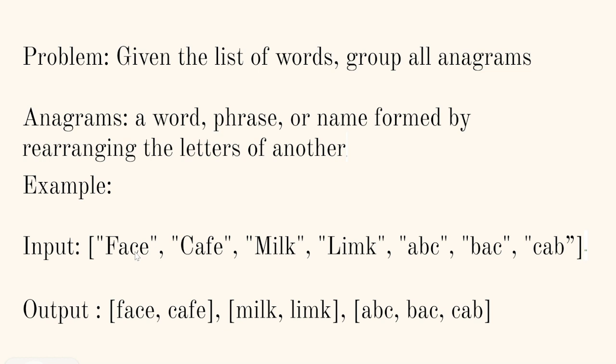So we can see in the input example, this is the input list of words and this is the output. So we have just rearranged FACE and CAFE. They can be rearranged and formed. So this is one anagram pair, this is another anagram pair, and so on.